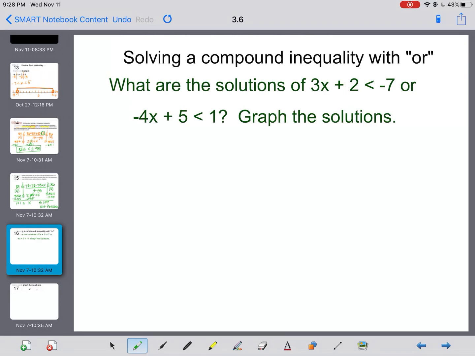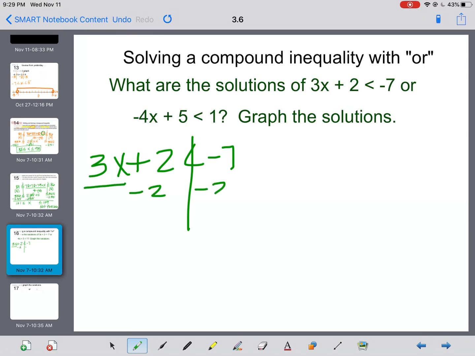All right, solving a compound inequality with the word or. What are the solutions of 3x plus 2 is less than negative 7 or negative 4x plus 5 is less than 1? Okay, these we're just going to solve as two separate inequalities. So I'm going to start with 3x plus 2 is less than negative 7. Okay, this is a regular old two-step problem, and then we just have to watch to make sure we're not multiplying or dividing by anything negative.